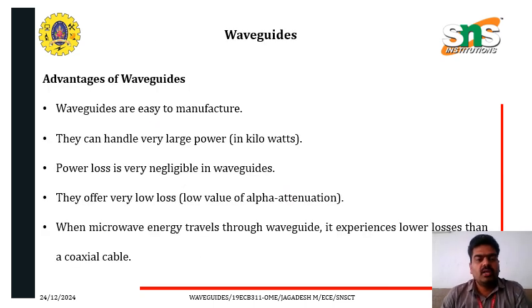Let's continue the session. Next, what are the advantages of waveguides? That is very important, because knowing about the waveguide and its operation, apart from this, the advantages are very important. Waveguides are easy to manufacture. They can handle very large power, in the range of kilowatts. Power loss is very negligible in waveguides. They offer very low noise and a low value of attenuation alpha. When microwave energy travels through a waveguide, it experiences lower losses than in a coaxial cable.